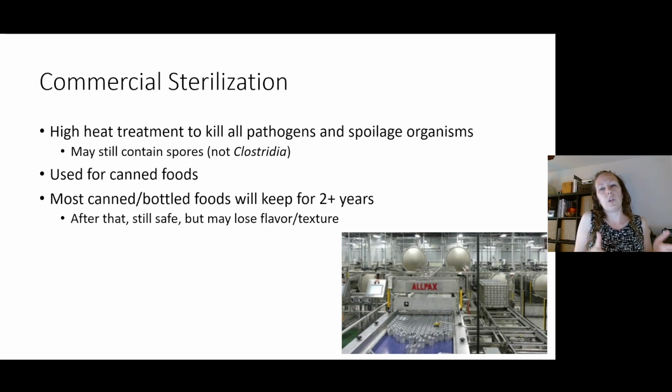Okay, so with each of these, we are just upping the game a little bit. Blanching, we're just destroying some enzymes. Pasteurization, we are focusing on killing pathogens. Commercial sterilization, we're focusing on killing any bacteria that would cause a change in our food, whether that is pathogenicity or spoilage. So it would make that food unsafe or something that you would not want to eat. Okay, so this is what is used for our canned foods that we buy in the store.